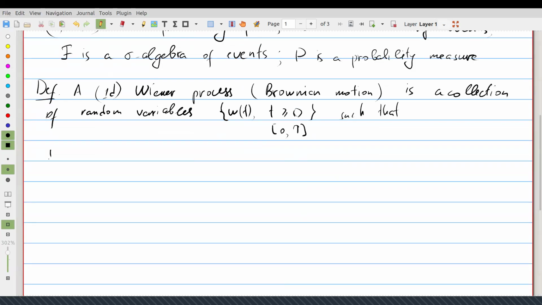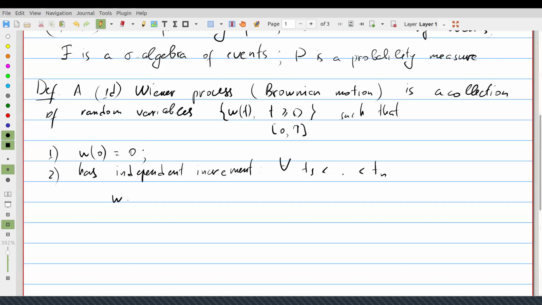Such that, firstly, W of 0 equals 0. All trajectories start at 0. This collection, as a random process, has independent increments. That is, for any t_0 less than t_n, W_{t1} minus W_0, which is just 0, W_{t2} minus W_{t1}, W_{tn} minus W_{t(n-1)} are independent random variables.